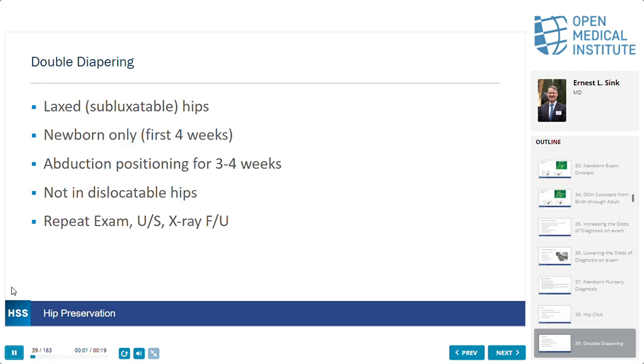Double diapering, so sometimes when the ultrasound is immature, so that's the first 4 to 6 weeks with a slightly decreased alpha angle that you're gonna follow, I will put a second diaper on there. And it just keeps the legs abducted. It's not necessarily a treatment, but it's just a reminder.